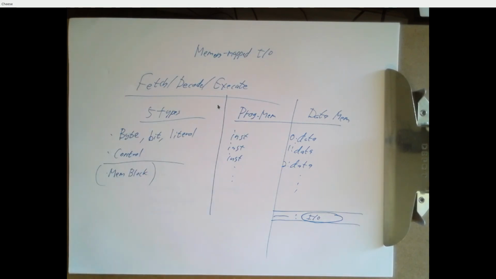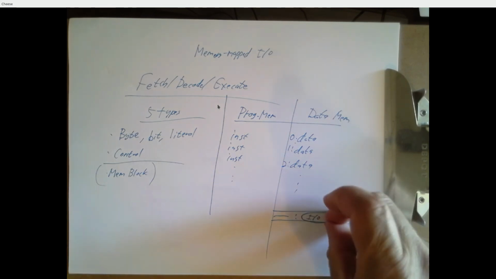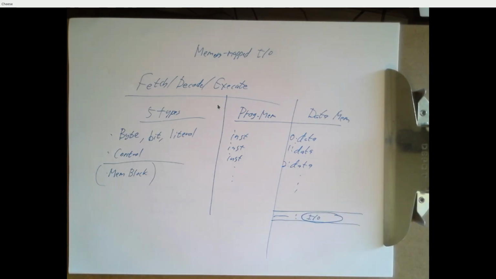All right, so that's the end of lecture 2. In lecture 3, we're going to talk about this memory mapped I/O in a little more detail, and then we're going to start looking at the actual coding of byte-oriented instructions.